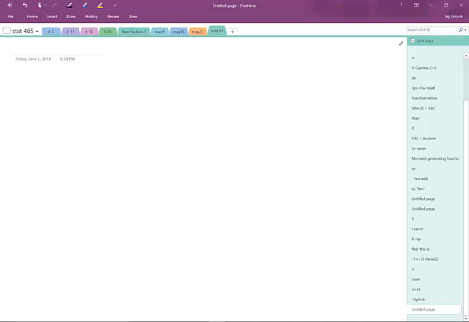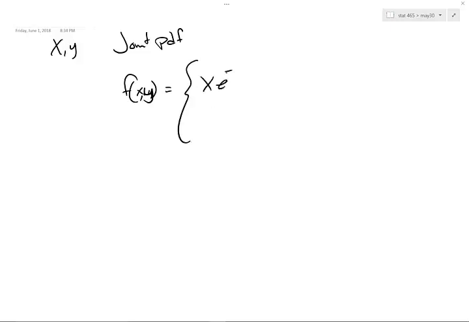So, let's say you got x and y of a joint PDF. Again, joint PDF, that means they vary, they're in there together. In this case, f of x and y is x e to the negative x times e to the negative y, where x and y are both positive, and 0 elsewhere. Check it out, these guys are also independent.